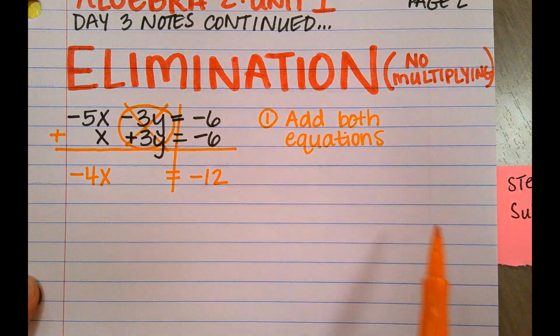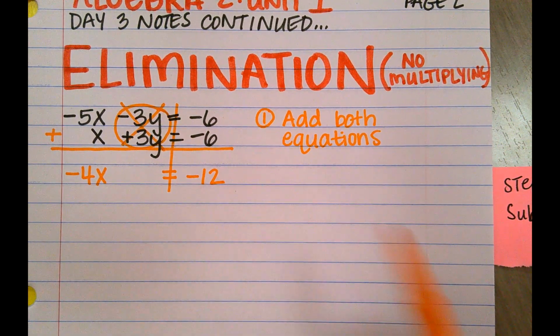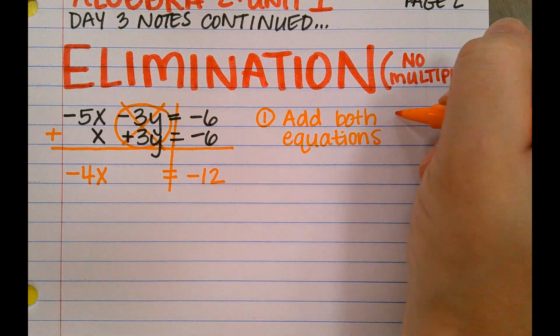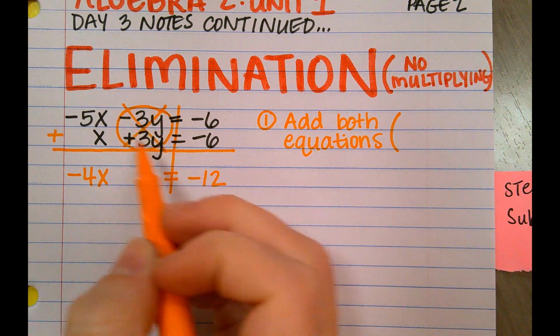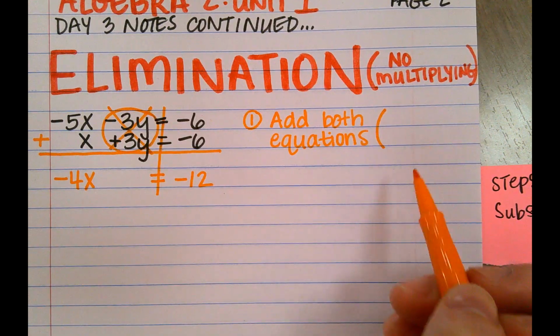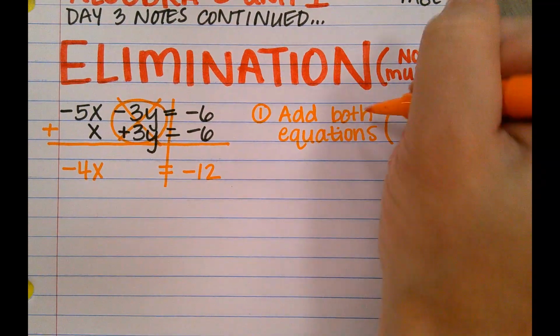So negative 4x equals negative 12. Now a side note for step 1, add both equations. One of your variables, in this case our y value, will be eliminated. We just eliminated the y's.